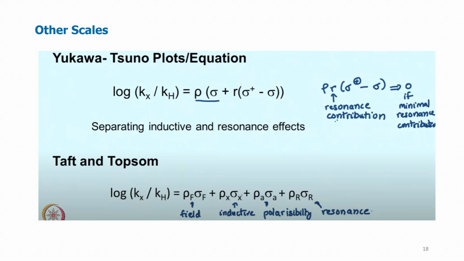There are some other scales introduced by renowned scientists like Yukawa, Tsuno, Swain, Lupton, and others such as Taft, but these are not that much required to determine a reaction. This equation has been introduced to overcome other limitations. For now we are not discussing that.